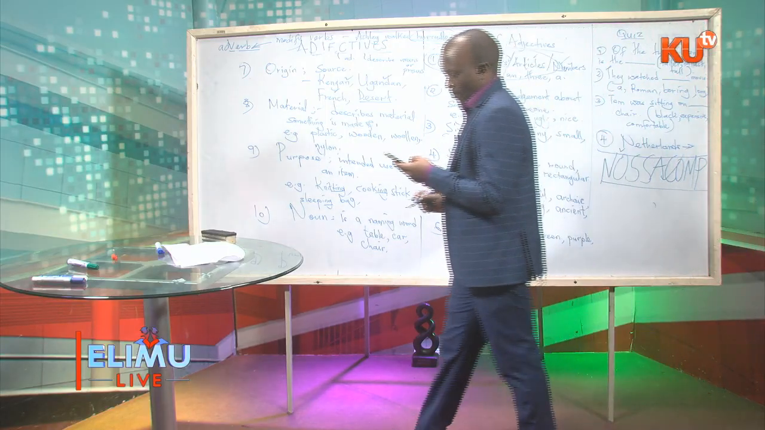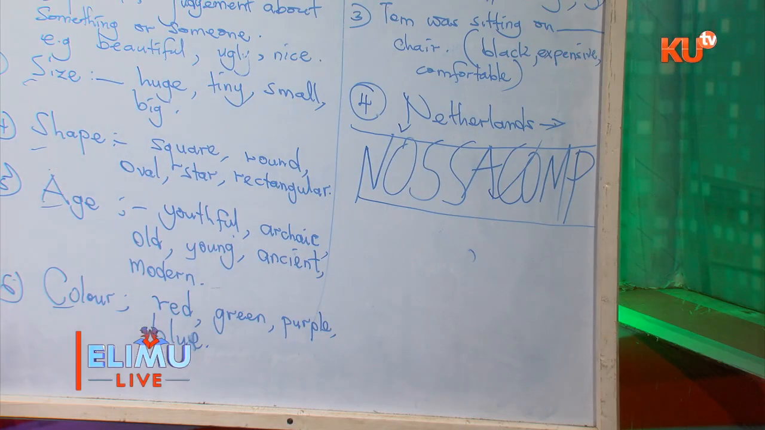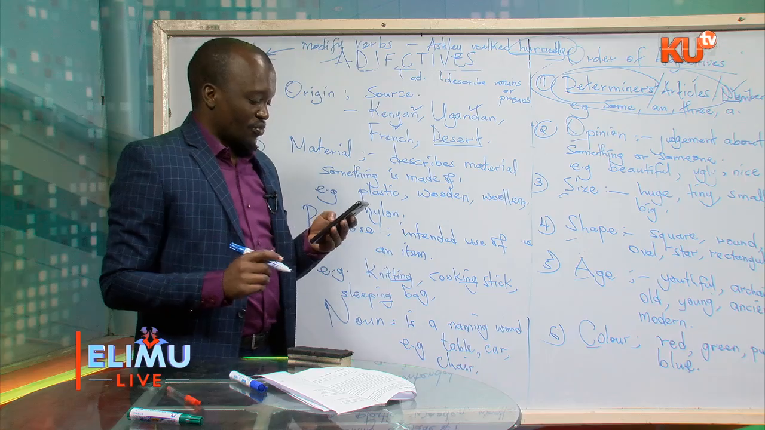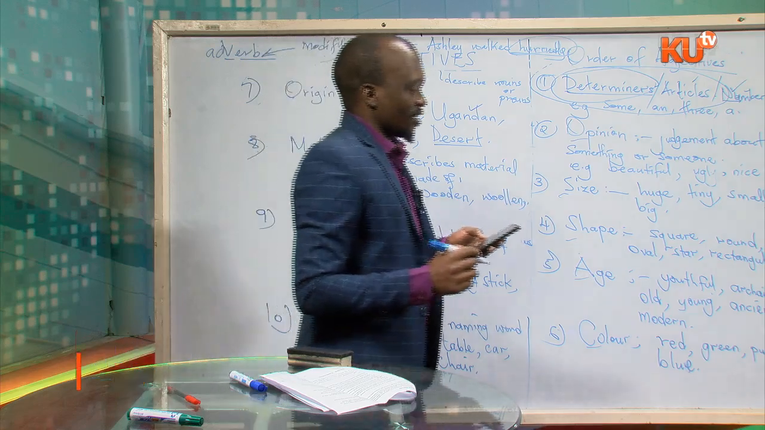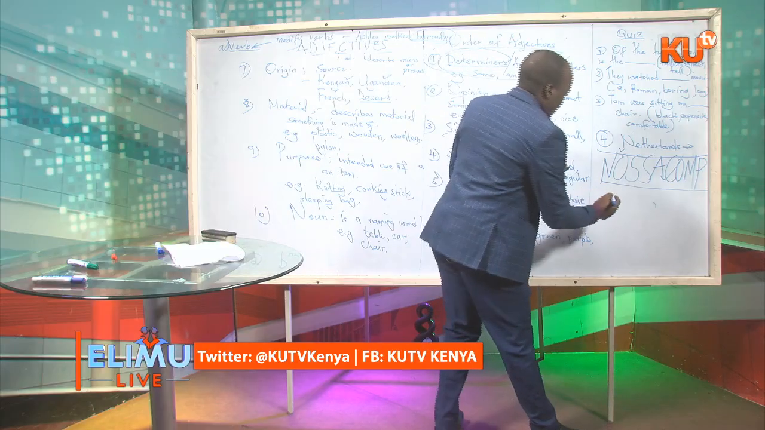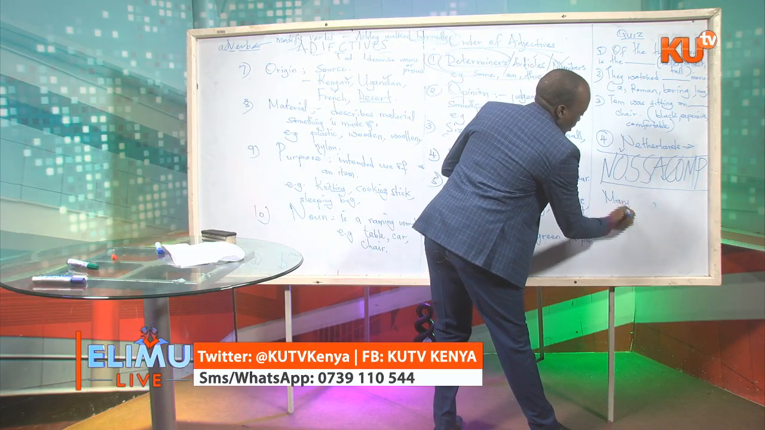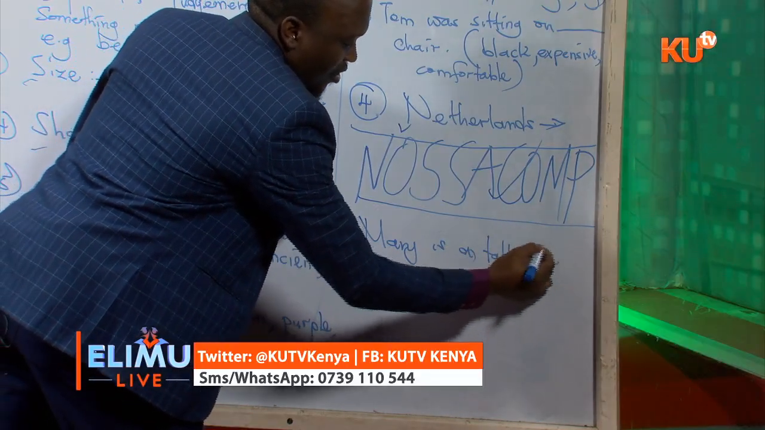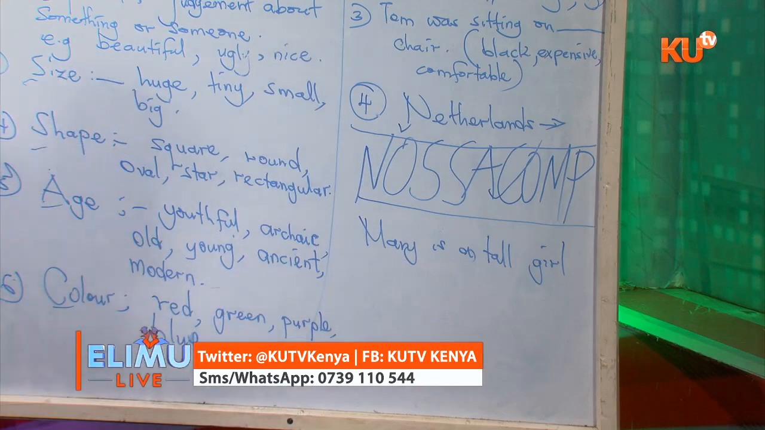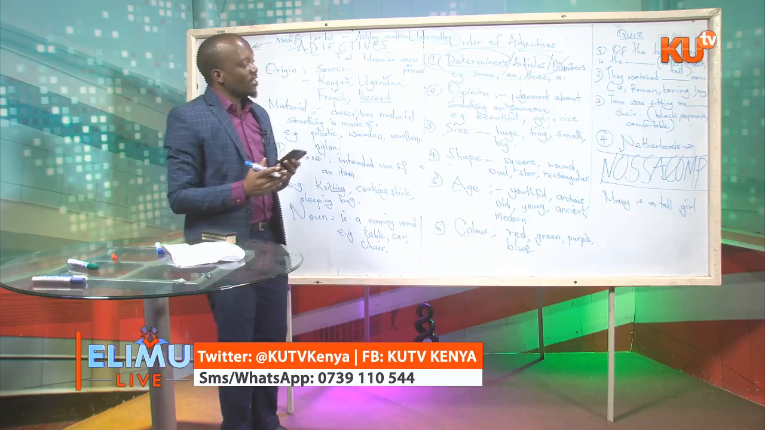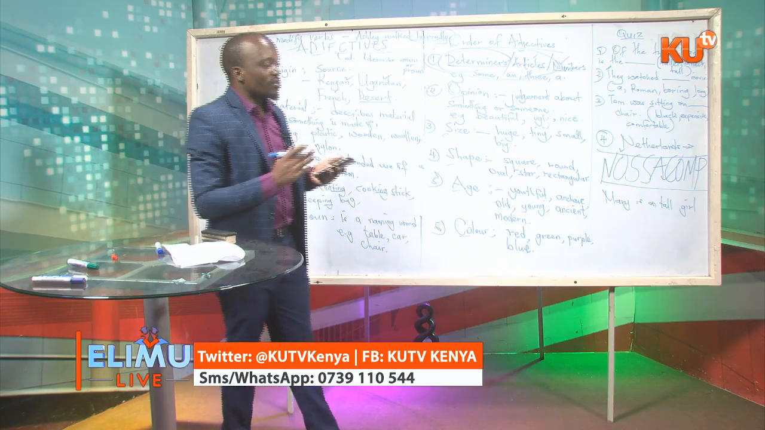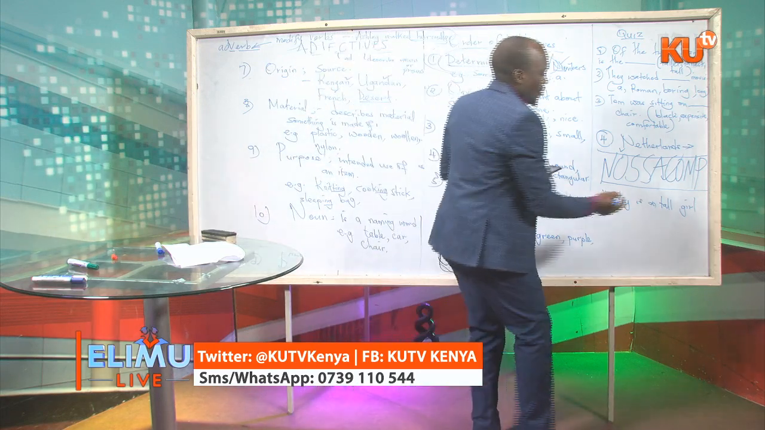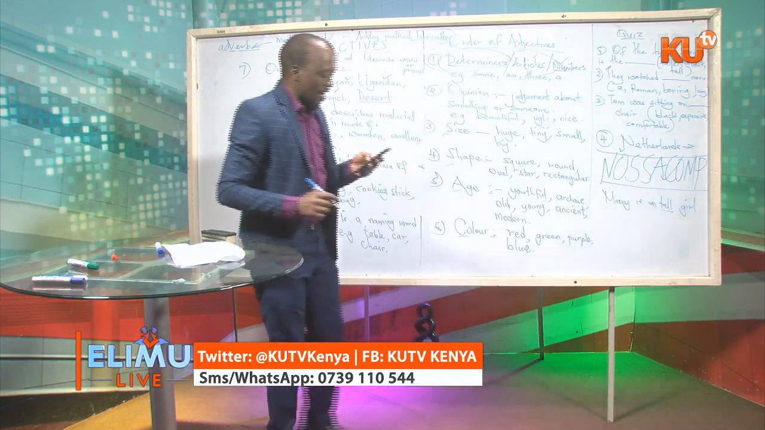Teacher, good morning. Is tall an adjective? This is Mary Kamunyo from Nakuru. Mary, tall is an adjective. Why is it an adjective? Like if I say Mary is a tall girl. So when you want to pick Mary from the rest of the group, you'll go for the tall girl in that place. Mary is a tall girl. So tall is an adjective.